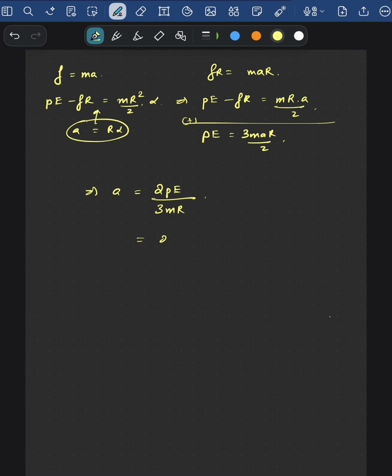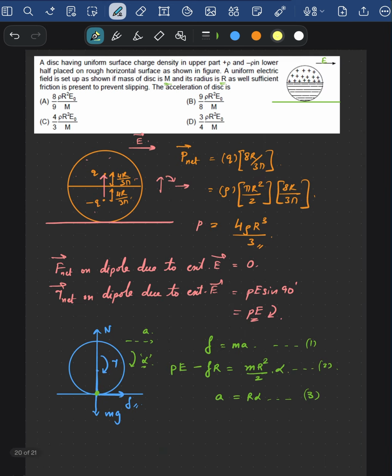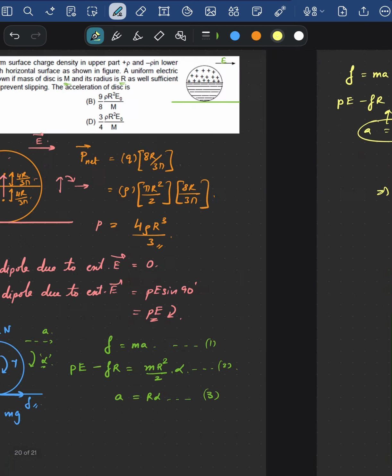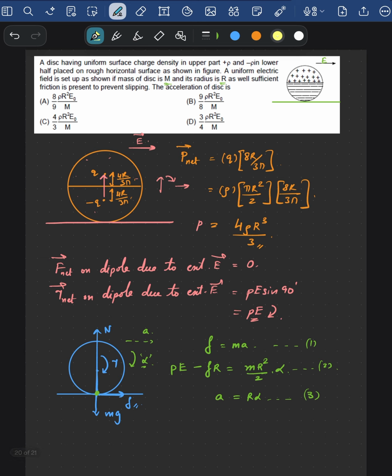Substituting the value, the P value was 4 rho r cubed by 3. So 2 into 4 rho r cubed by 3 into E, divided by 3mr, will be our answer. This turns out to be 8 rho r cubed E by 9mr. One r will get cancelled, so this will be equal to 8 rho r squared E by 9. This will be our acceleration of the disk. So that is your option number 1. 1 will be the answer.